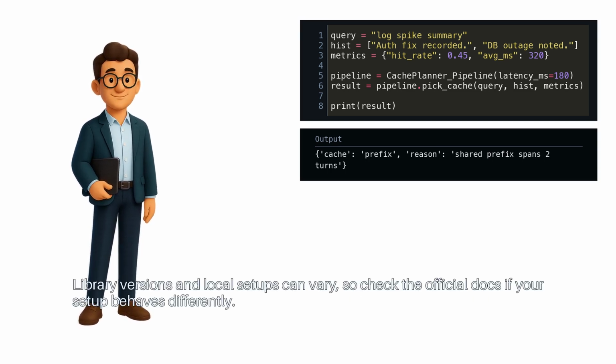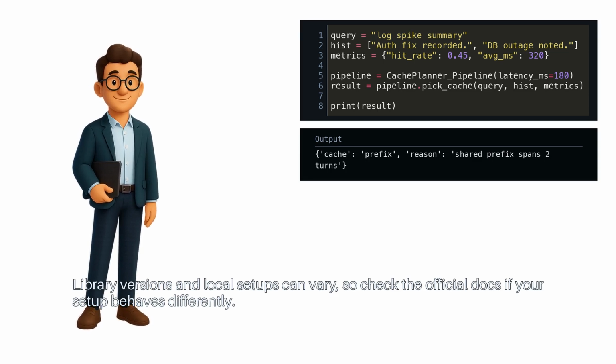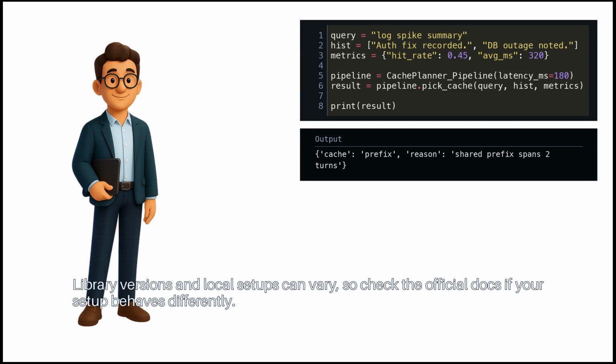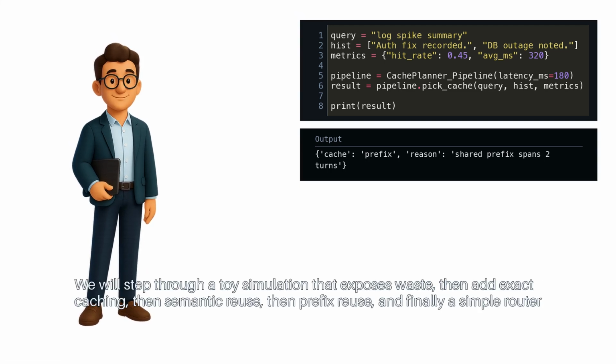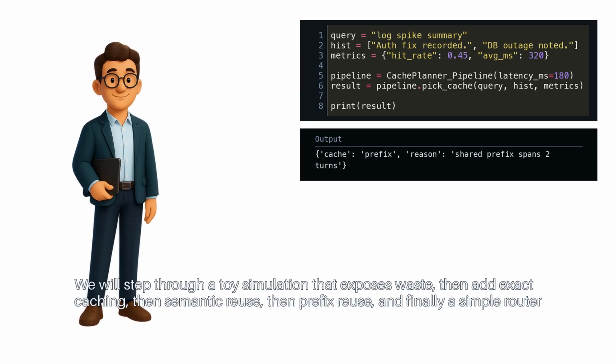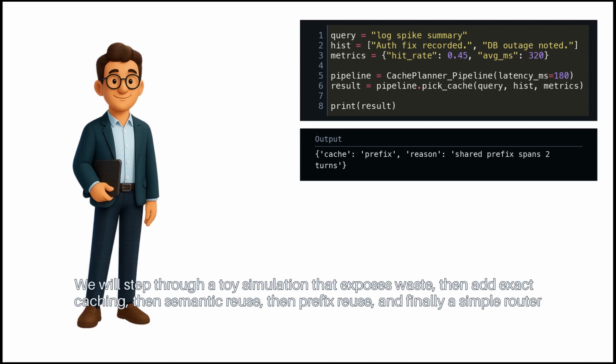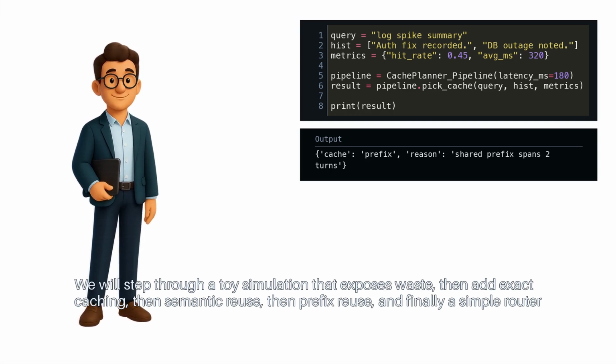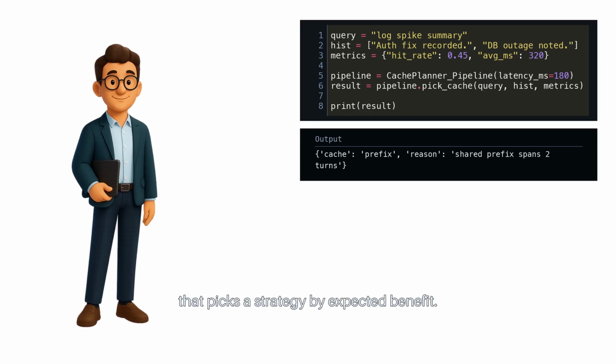Quick note, this code is designed to teach the core idea clearly. Library versions and local setups can vary, so check the official docs if your setup behaves differently. We will step through a toy simulation that exposes waste, then add exact caching, then semantic reuse, then prefix reuse, and finally, a simple router that picks a strategy by expected benefit.